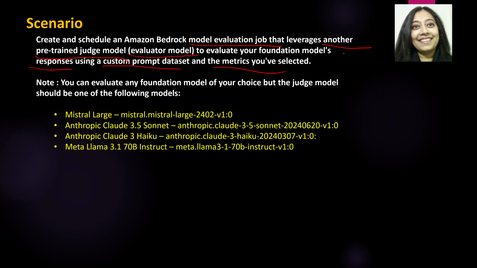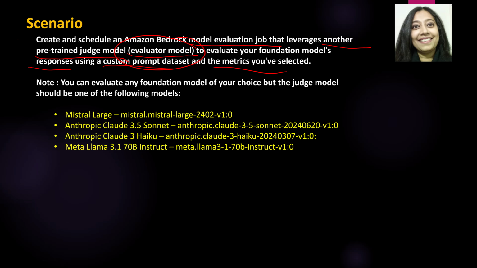So you have a foundational model that you want to use and you want to evaluate this particular model. And to evaluate that particular foundational model, it can be any model of your choice, right? You are using another foundational model as a judge to evaluate the responses of your model. So basically, the model that you want to evaluate is a generator model. The model that is going to evaluate the responses of the generator model is called the evaluator model or the judge model.